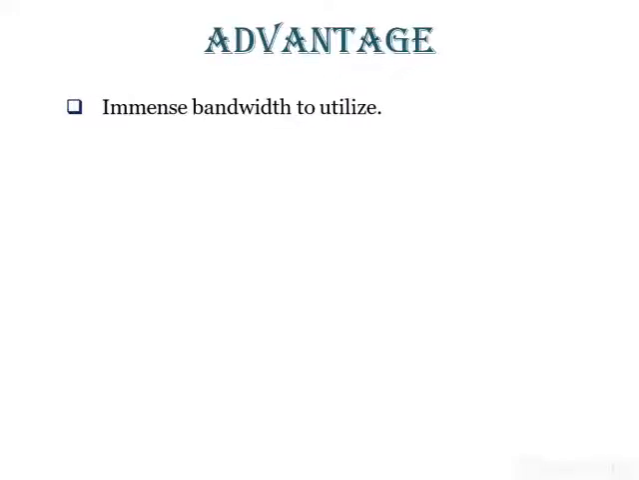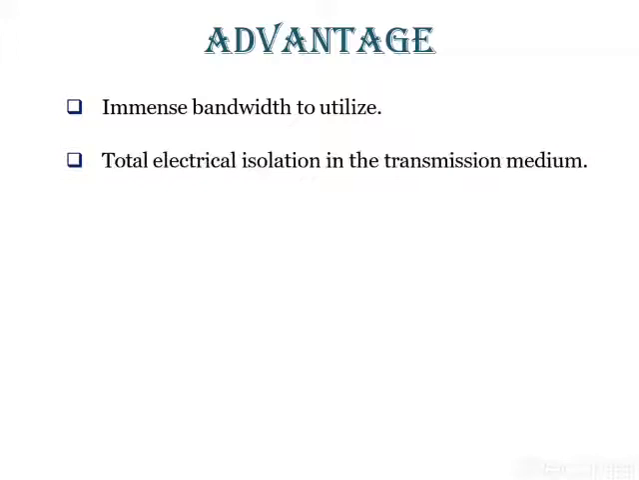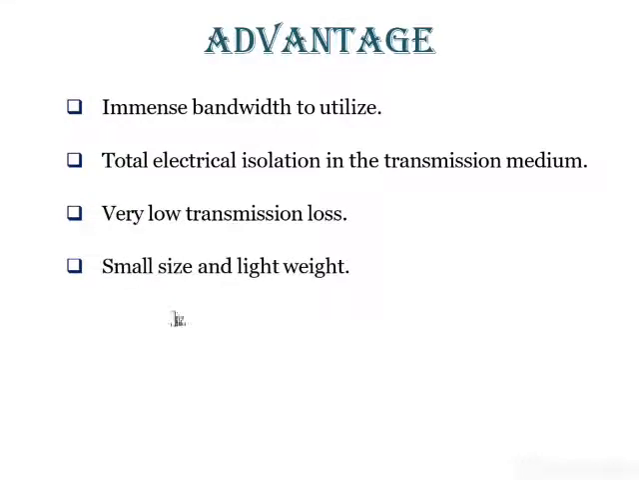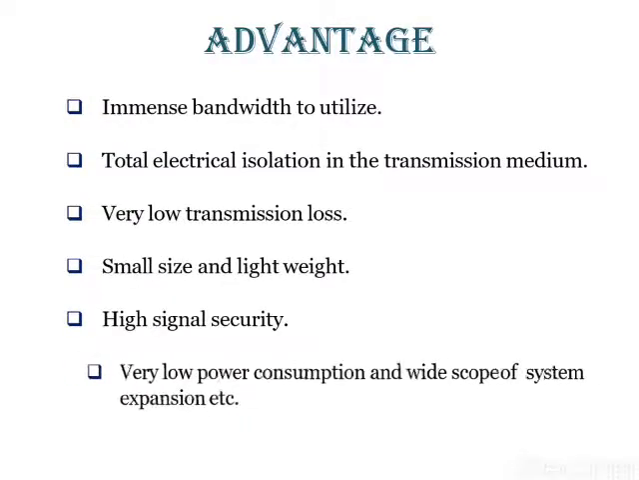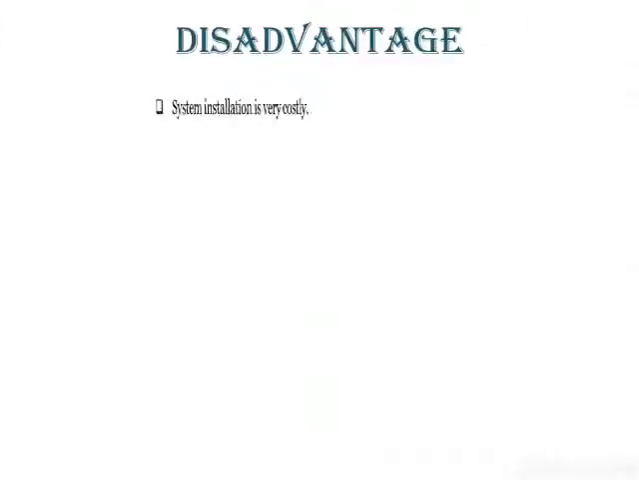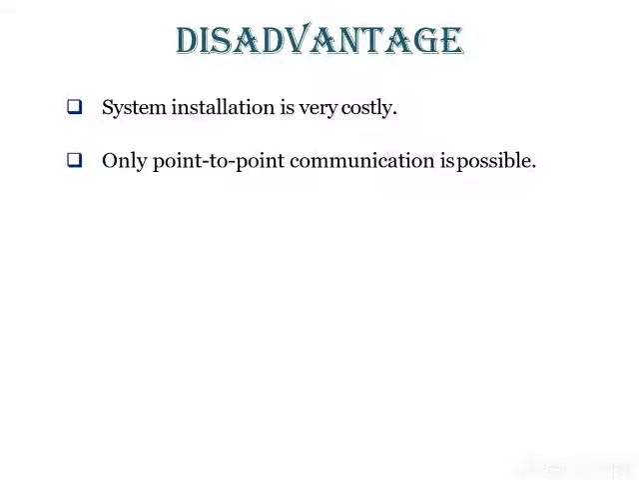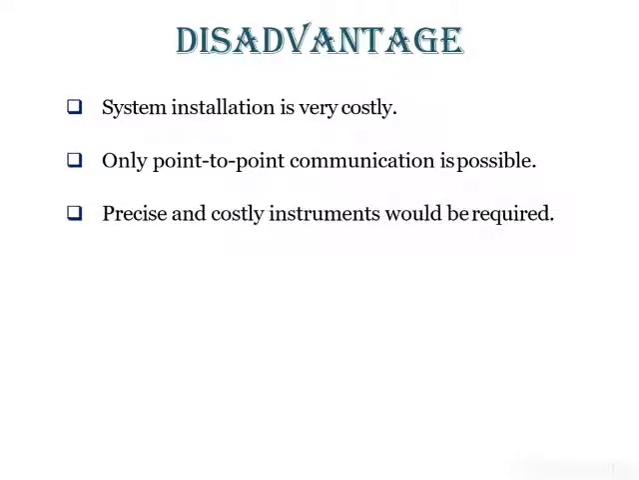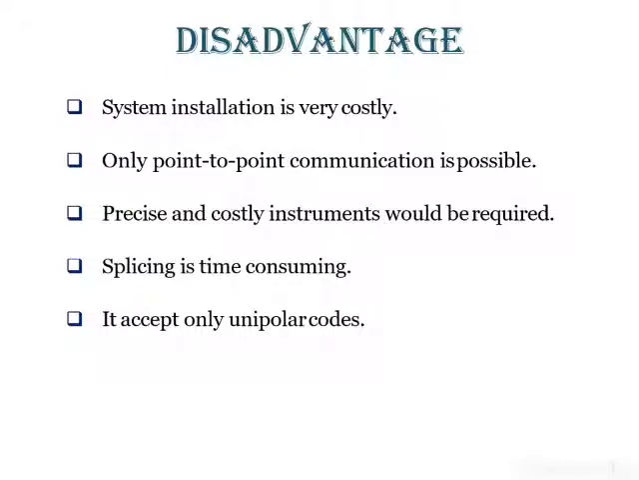Advantage: immense bandwidth to utilize, total electrical isolation in the transmission medium, very low transmission loss, small size and lightweight, high signal security, very low power consumption and wide scope of system expansion. Disadvantage: the system installation is very costly. Only point-to-point communication is possible. Precise and costly instruments would be required. Splicing is time consuming. It accepts only unipolar core.